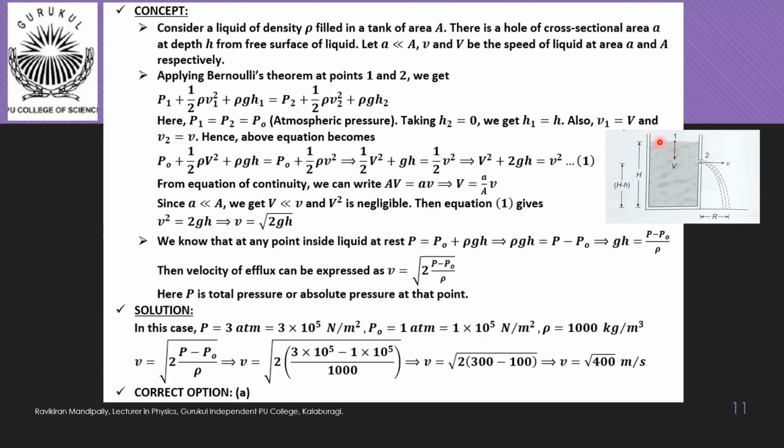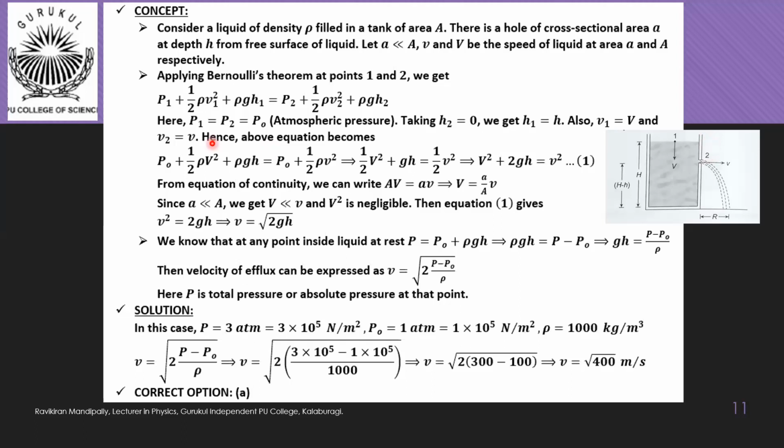Considering this top surface as 1 and the hole as 2, we apply Bernoulli's principle, and we get the relation P1 plus half rho V1 square plus rho g h1 is equal to P2 plus half rho V2 square plus rho g h2. And at either point, the liquid is exposed to atmosphere. So P1 is equal to P2 is equal to P0, which is atmospheric pressure. Now if we consider this position as 0, then this position would be h. So I am considering h2 to be 0. Then we get h1 is h, V1 is equal to capital V, and V2 is equal to small v.